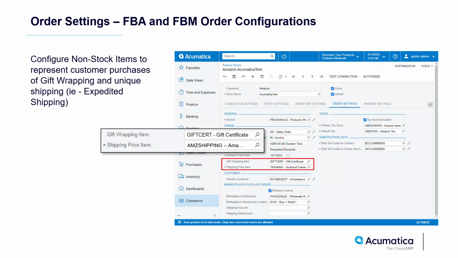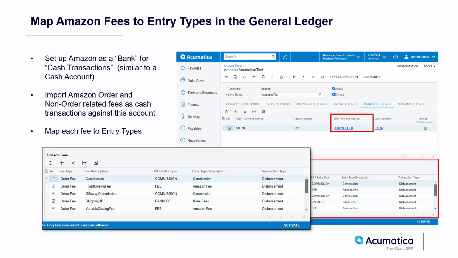Additionally, when you're selling FBM items, you might offer gift wrapping services, or maybe you offer expedited shipping. These are line items that can be sold that are going to be associated with non-stock items inside the ERP, and you can configure the system to map those different services to those non-stock items here inside the order settings window. Now let's talk about the payment settings.